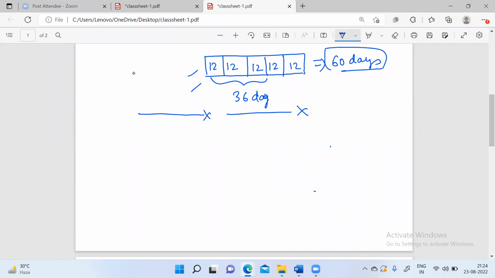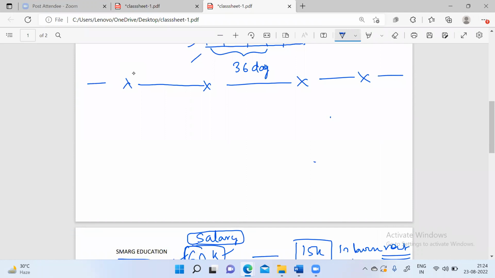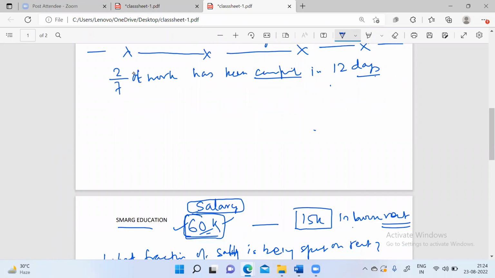Sir, is it possible for you to give another sum, just like one more, so I'm clear with the concept? I'll give you. So let's say, I'll give you 2 more sums. 2/7 of work has been completed in 12 days. तो पूरा काम करने में कितना टाइम लगेगा बताओ?